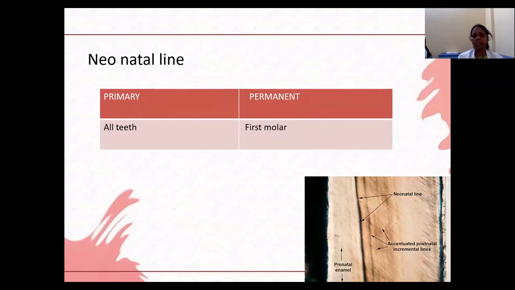And next, moving on to the neonatal line difference for primary and permanent teeth. Here in the picture, you can see the neonatal line. That is one dark line running in the histological picture. That is the neonatal line. This line will usually be present in all primary teeth, but for permanent teeth it won't be present, except for the permanent first molar, where the neonatal line will be present.